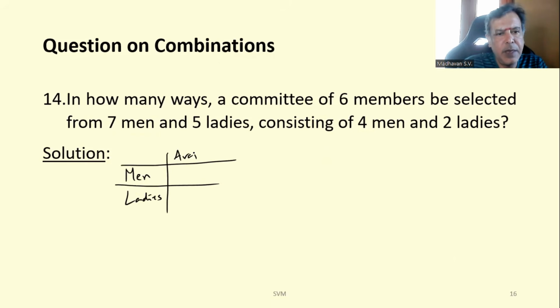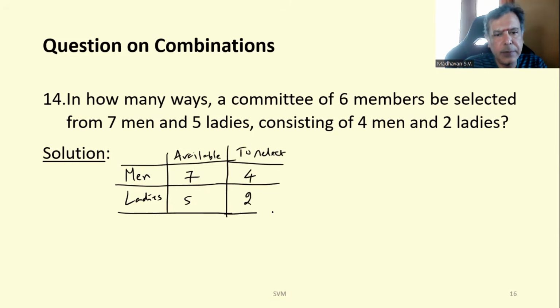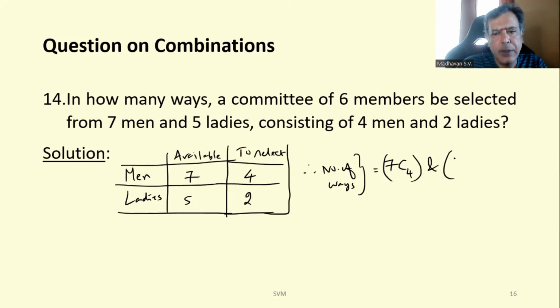What is given as available? There are 7 men, 5 ladies, and we are supposed to select 4 men and 2 ladies. So therefore, the number of ways for doing this selection is, you can choose 4 out of 7 men and 2 out of 5 ladies.